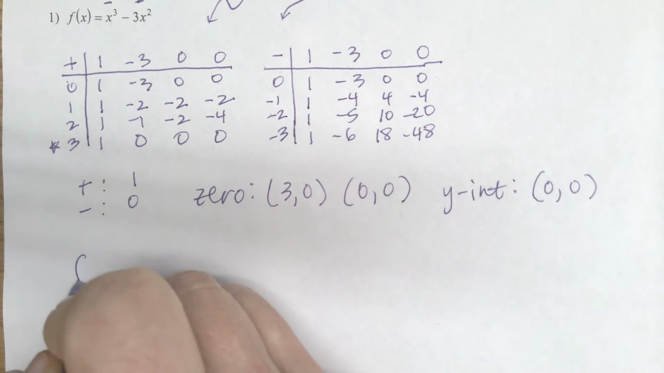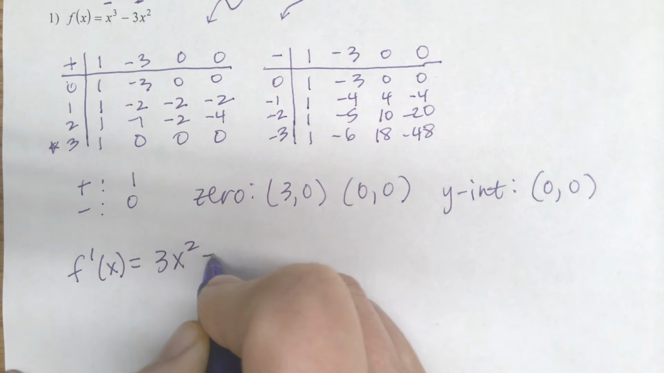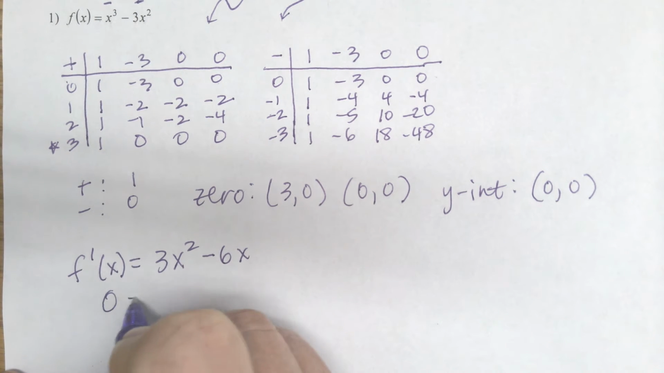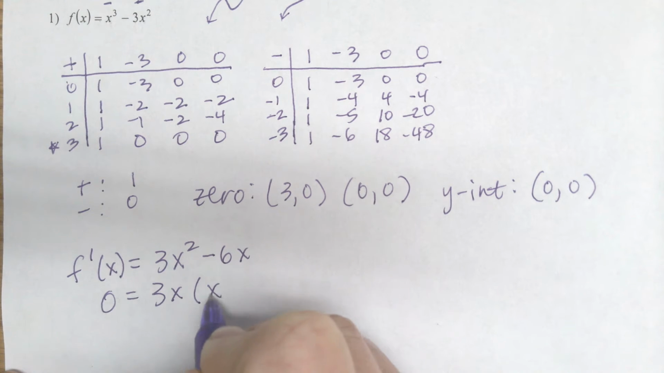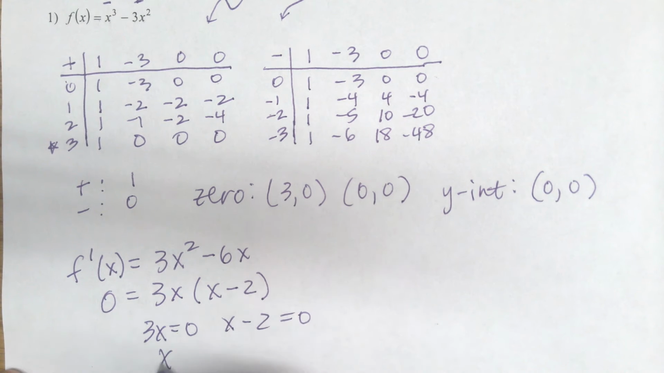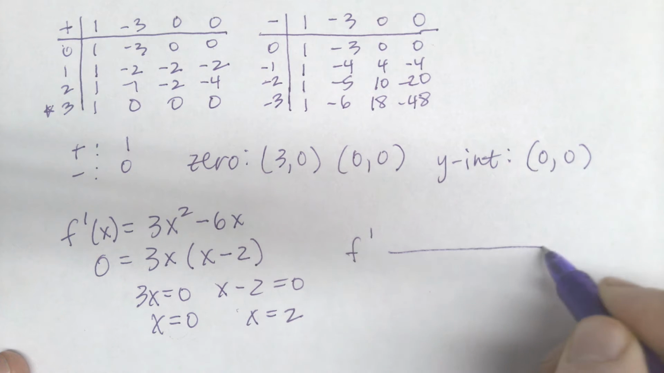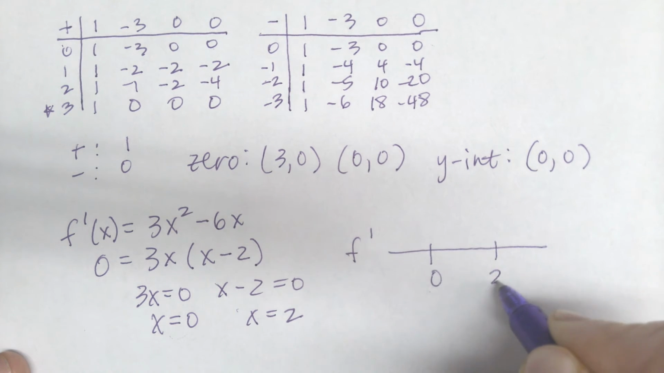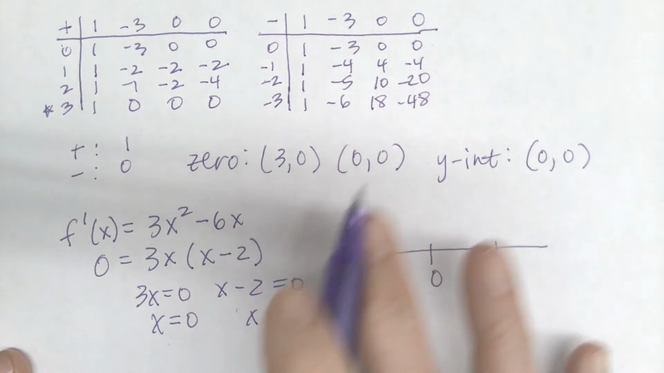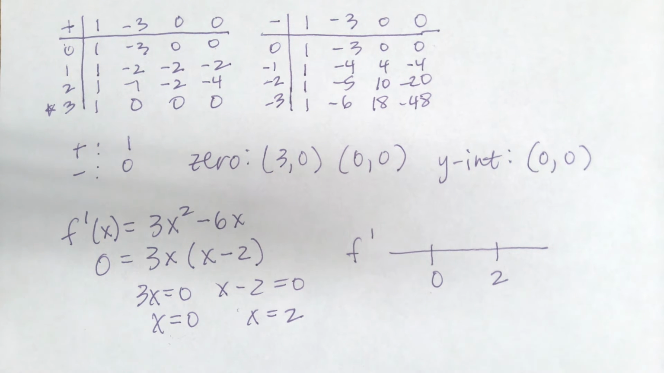So up to the extreme values, take my first derivative and set it equal to 0. I can factor out a 3x. That gives me x minus 2. So 3x equals 0, x minus 2 equals 0. So my places of interest are 0 and 2. And that's kind of what I suspected. So when I do my f prime chart, 0 and 2. And I don't expect you guys to suspect those kind of things, but as you do them more, you can kind of find some little patterns and things that you're looking for.